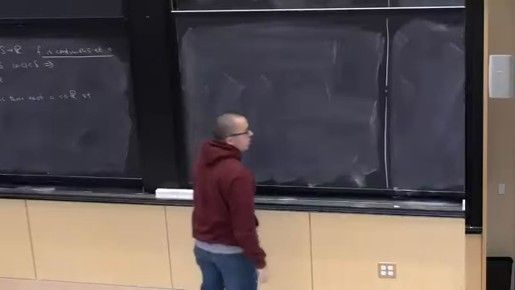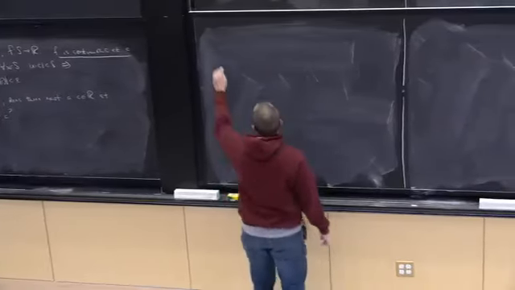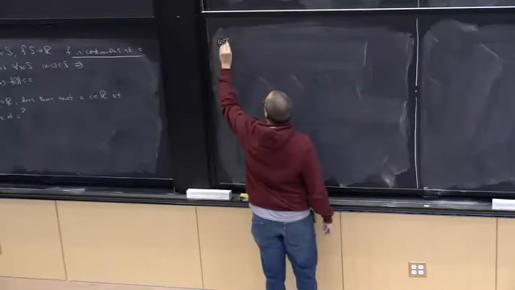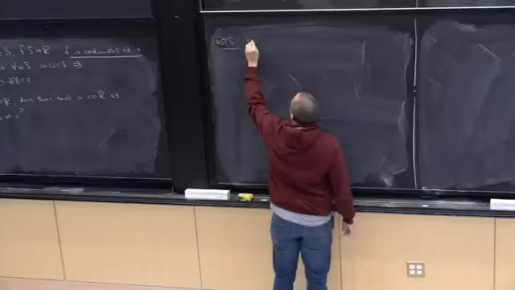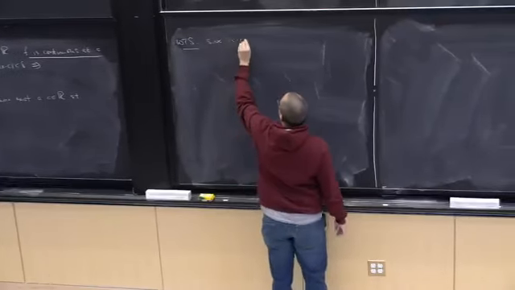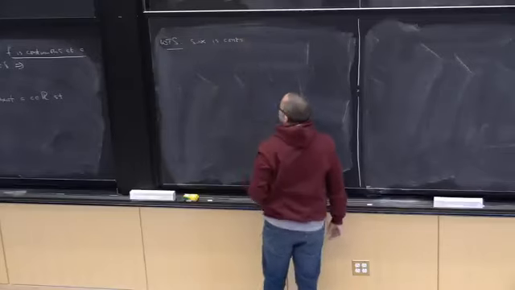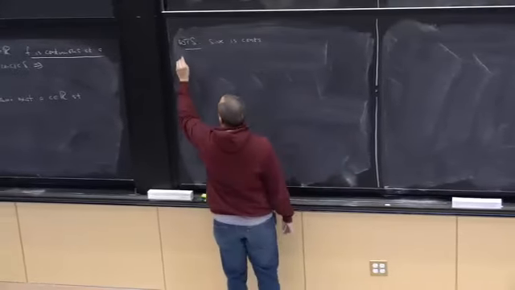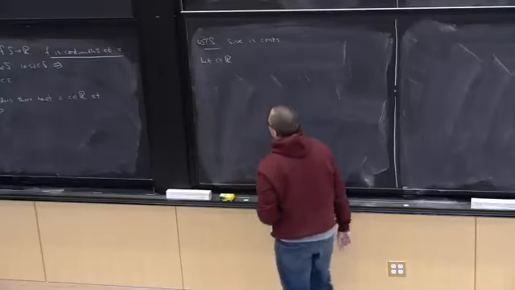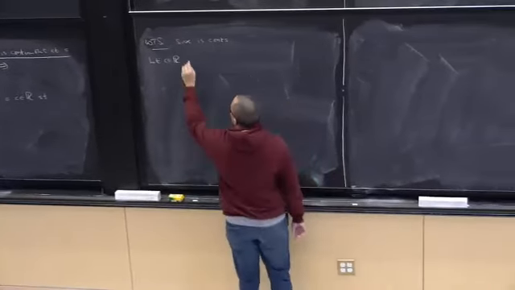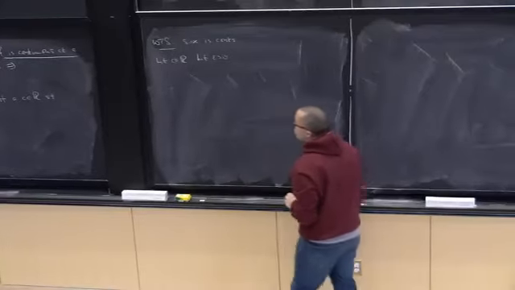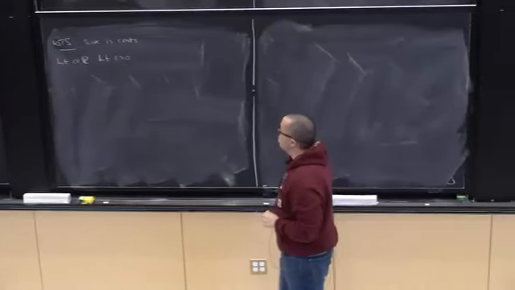So the first thing we want to show is that sine x is a continuous function. So let C be a real number; we're going to show sine is continuous at C. Let epsilon be positive. And now we have to say how to choose delta depending on this epsilon.